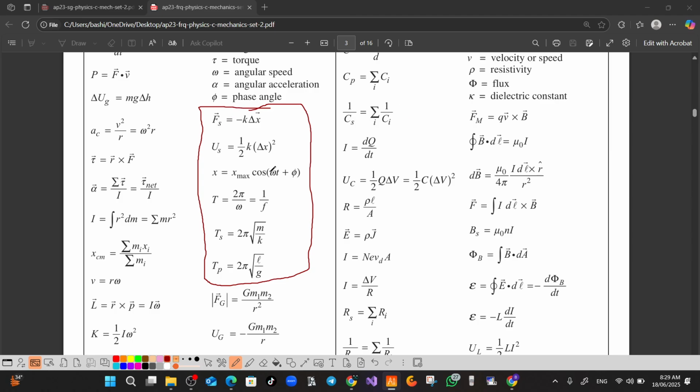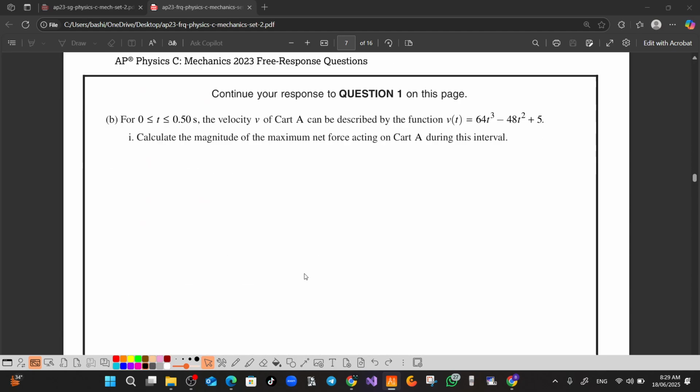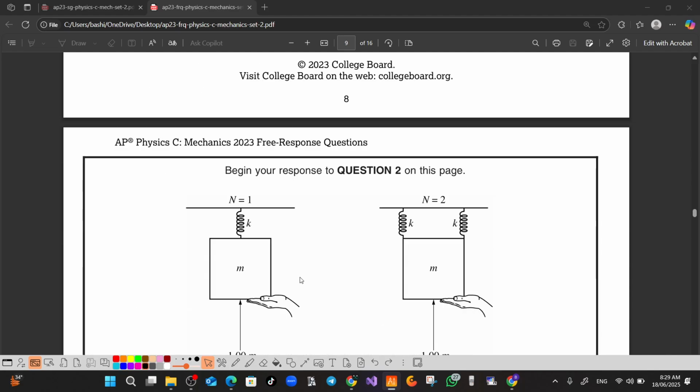Among these equations, you should memorize some relationships that are related also to this lesson, such as the equivalent springs or the equivalent spring constant, and other things. You may find them in our PowerPoint. Today, as I said, we will solve only one question, question 2.